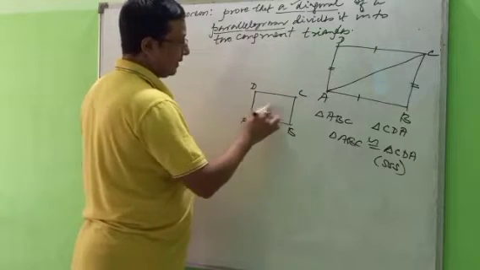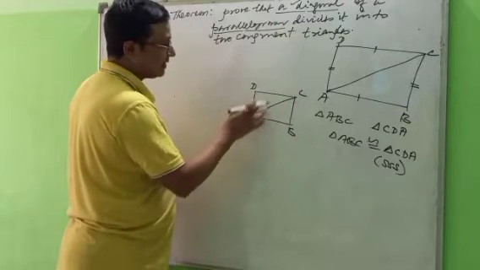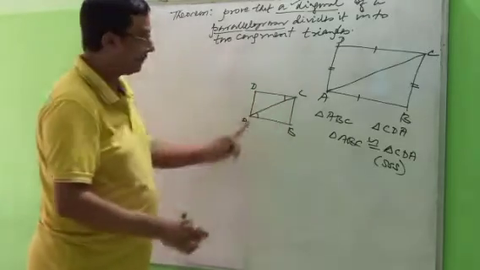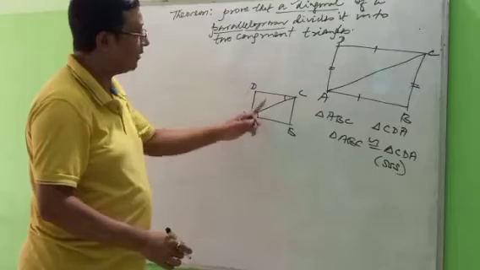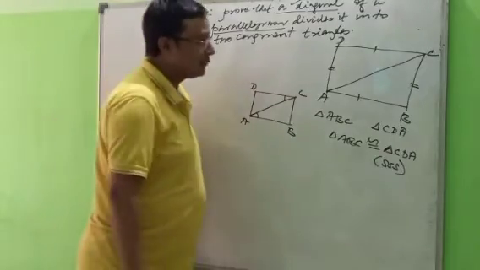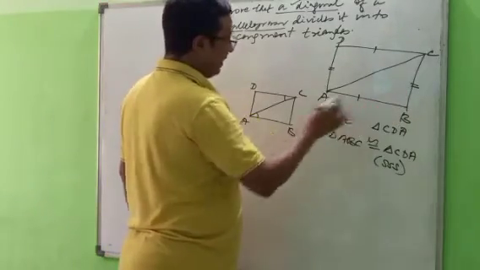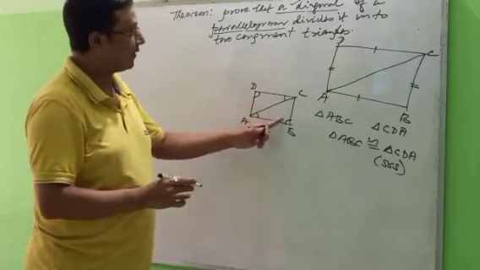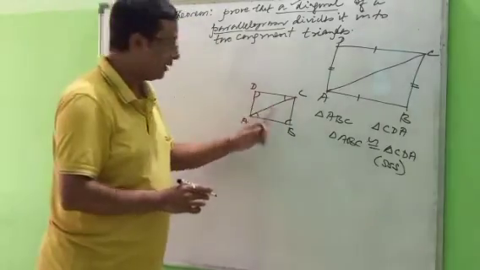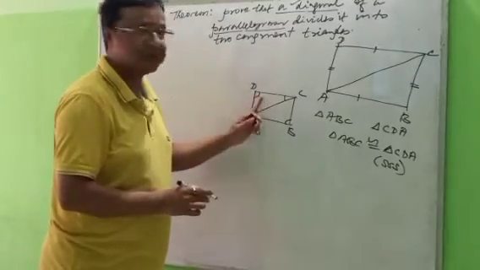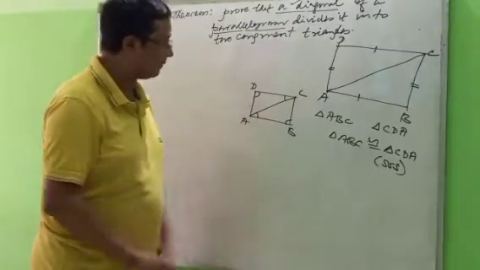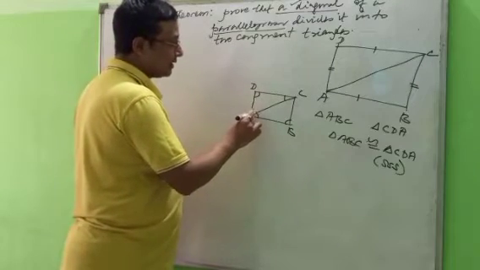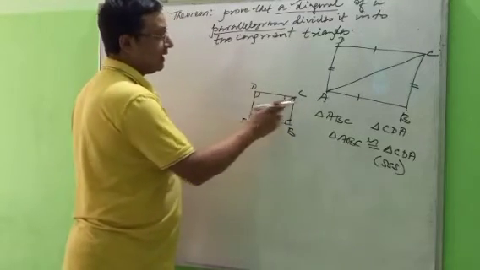Now you join it. Since AB is parallel to DC, you will get these two angles equal, because they form a pair of alternate interior angles. Also you can say that angle B equals angle D, because the opposite angles of a parallelogram are equal. This is one of the properties of a parallelogram. So B and D are equal, and then you can take the common side, say AC.